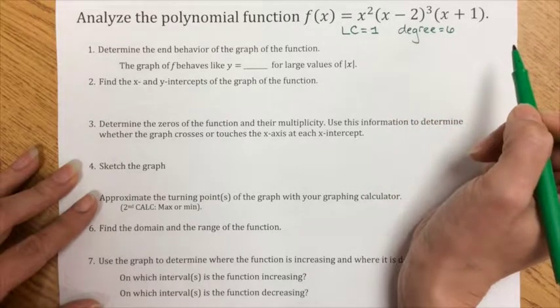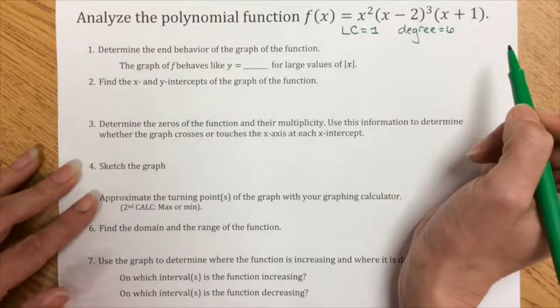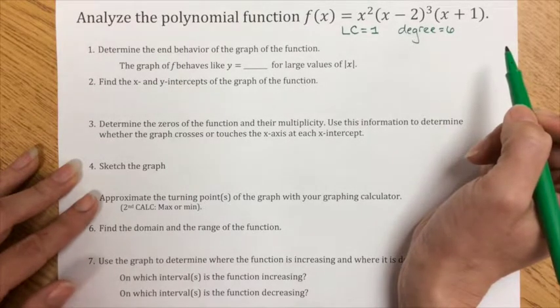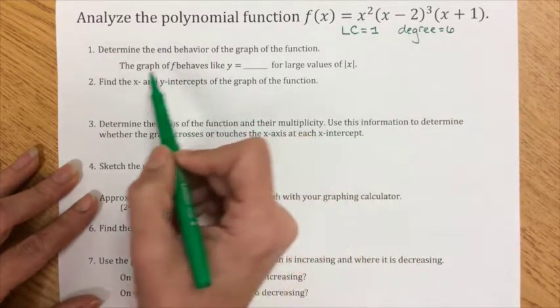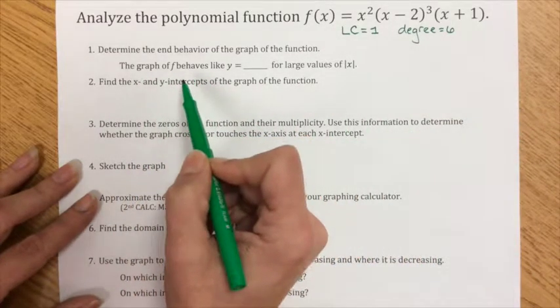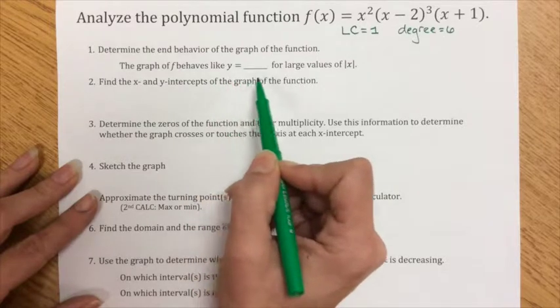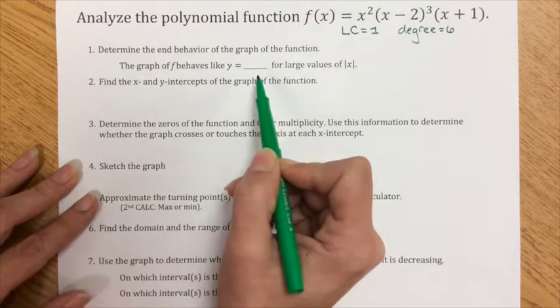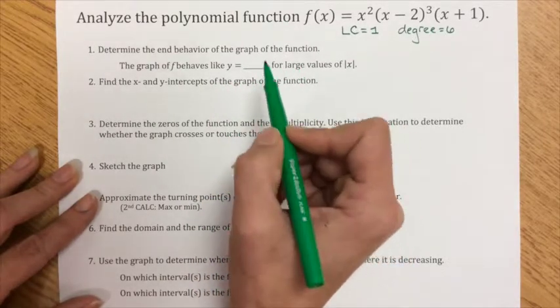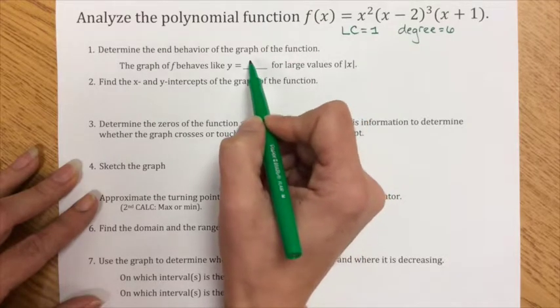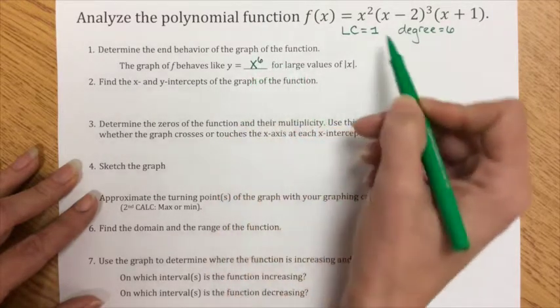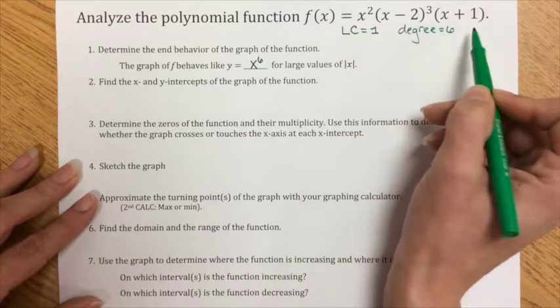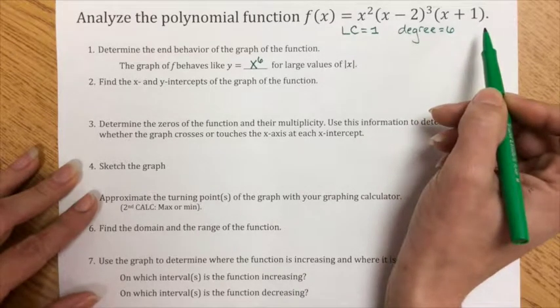Now end behavior: when we get all the way far left and all the way far right, our graph begins to behave like our leading term. That's what this is asking right here. The graph of f behaves like y equals, and this is where they want the leading term. So we're going to say 1x to the 6th. If we were to multiply all this out, that would be our leading term.